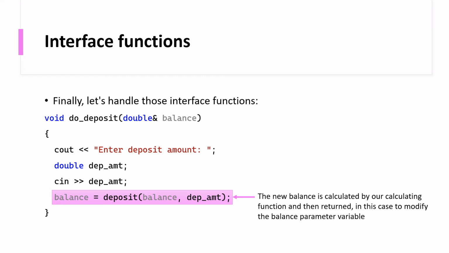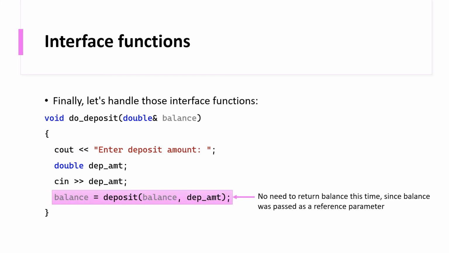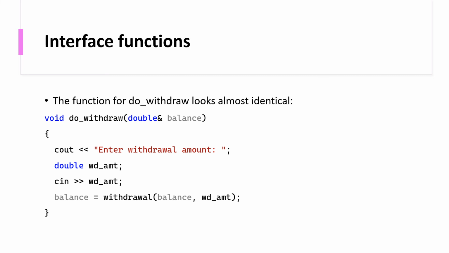Finally, note that there's no need to return balance this time because balance was passed as a reference parameter. So any changes to balance here will change the balance that was passed by the main program. The function for doWithdrawal looks almost identical, except we change the text, the prompt text, and we change which calculation function we call, obviously.